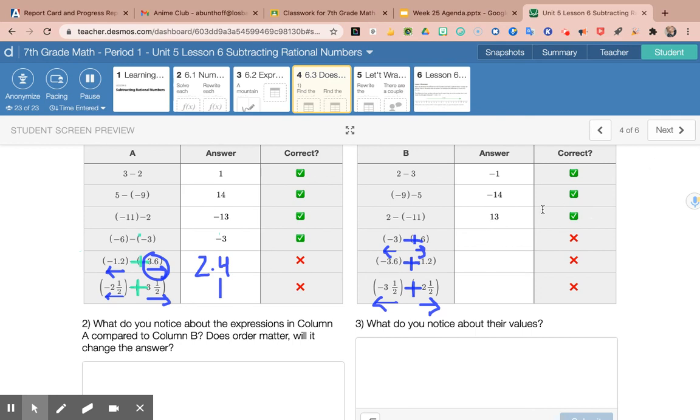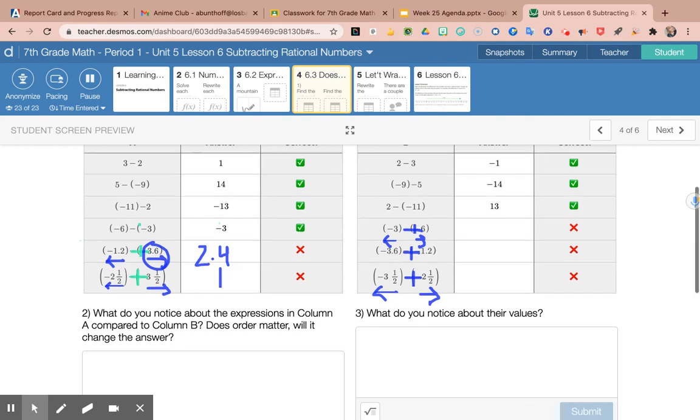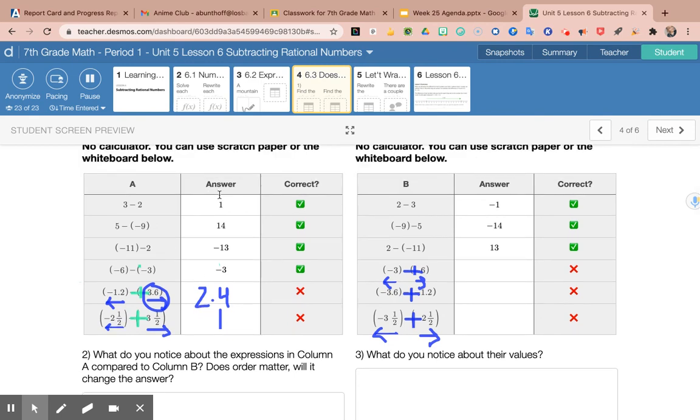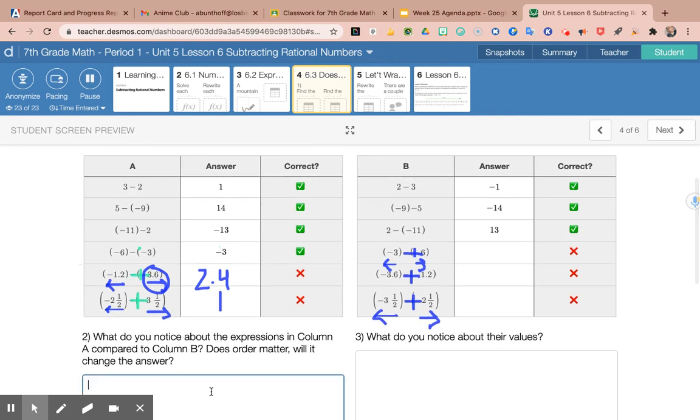Finish your table so you have all green check marks. Number 2 says, what do you notice about the expressions in column A compared to column B? So what's different about A and B? Does the order matter? Will it change the answer? So did I get the same answers? Definitely not. So it does look like order does matter. I don't get the same answers because -13 and +13 are not the same.